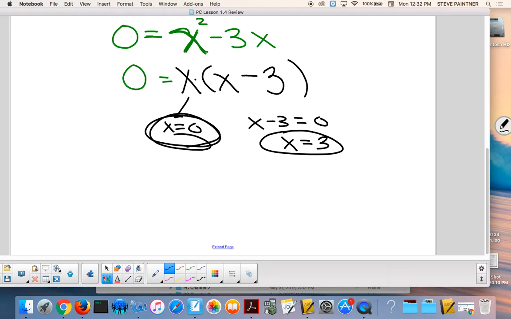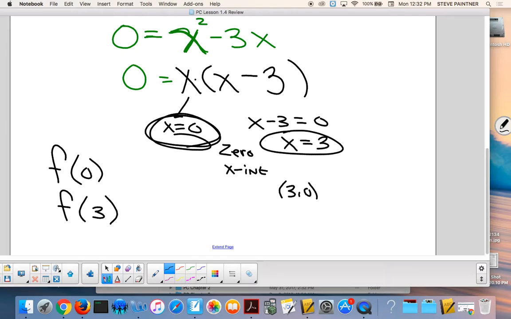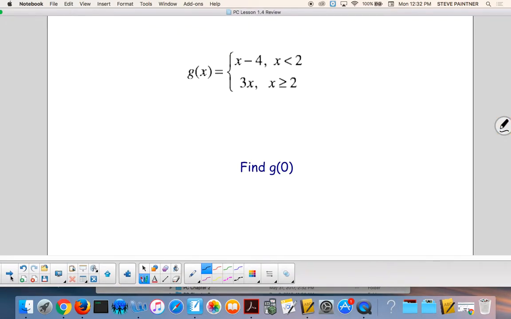So what two values for x will make it 0? f of 0, f of 3. When x is 0 and 3, this is when you get 0 for an answer. Oh, by the way, those zeros are also called x-intercepts. So 3, 0, and 0, 0. Any questions? So when they say, when will f of x equal 0? Replace f of x with 0 and then solve it. And most of the time you're looking at factoring.